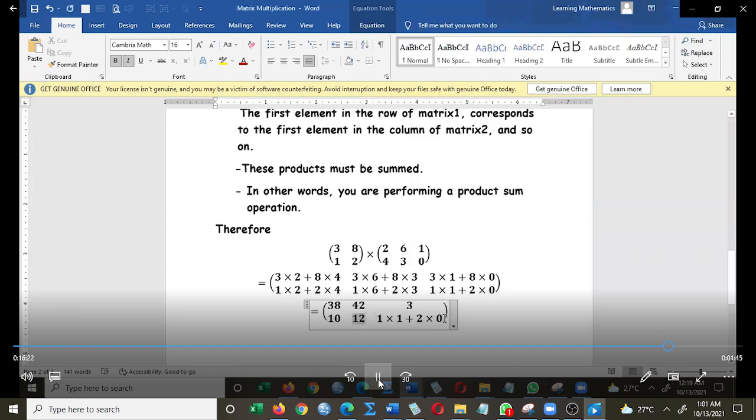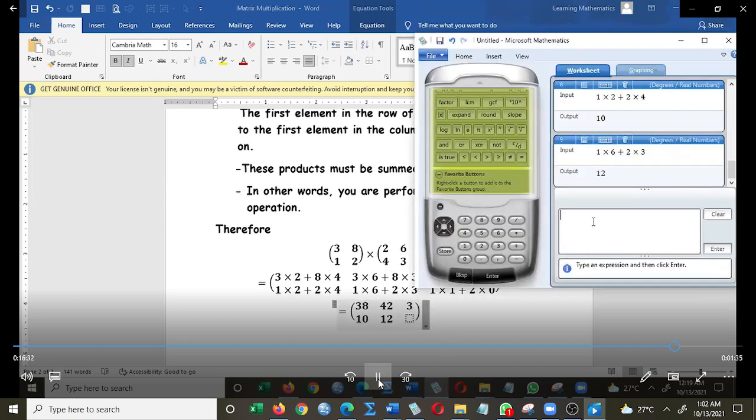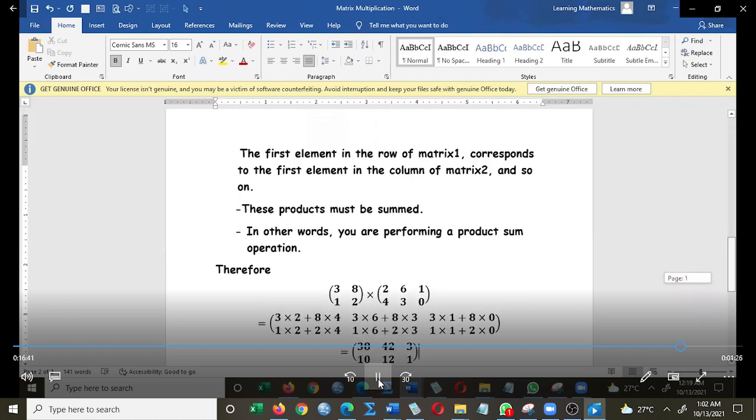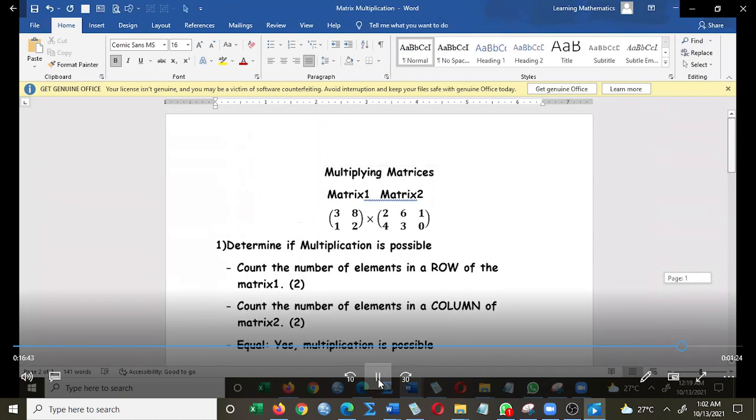And 1 times 1 is 1. Okay, because 2 times 0 is 0. One times 1 is 1. So here you have it, multiplication of matrices. Okay, so just watch this video and watch it by practicing.